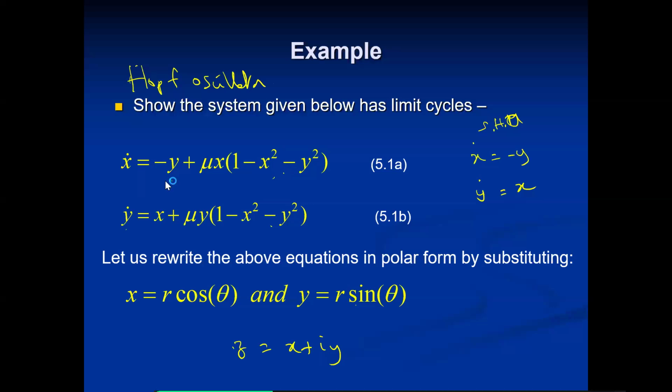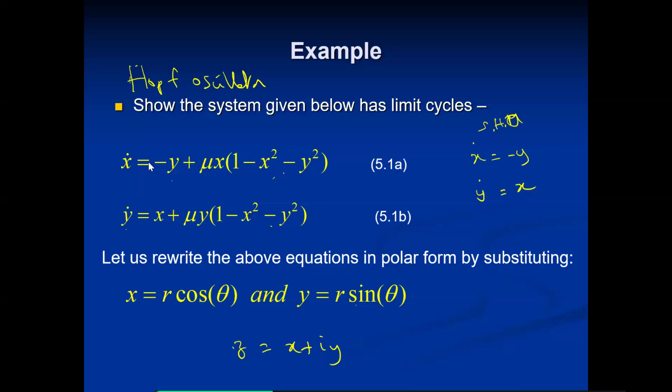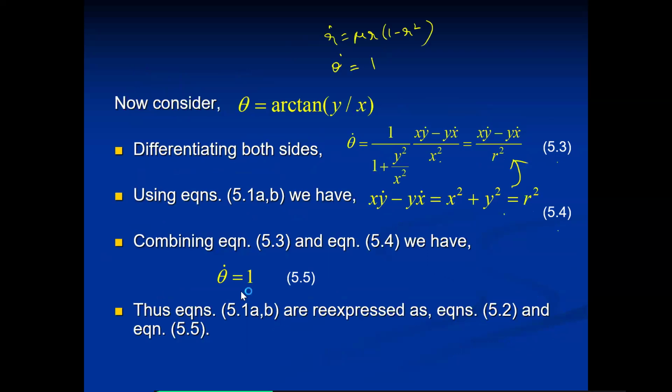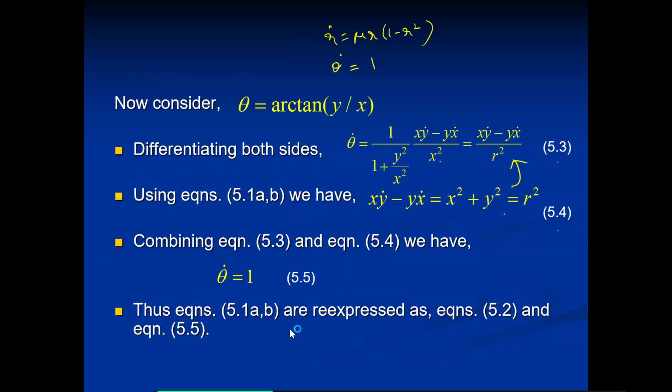Just express this, instead of Cartesian coordinates x and y, in polar coordinates. So x is equal to r cos theta, y is equal to r sin theta. When you do that, there's a bit of algebra, but these equations simply reduce to this. This is for the r dimension, and theta is this. So your dynamics in r and theta will look like this. In the r dimension, dr by dt is equal to mu r into 1 minus r squared. For theta, theta dot is equal to 1.